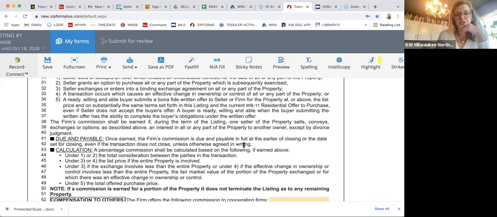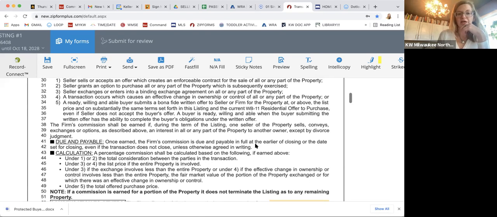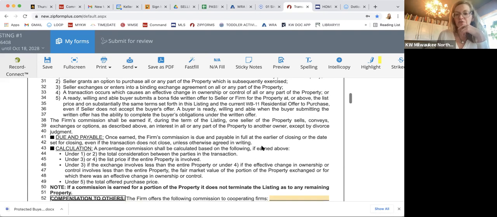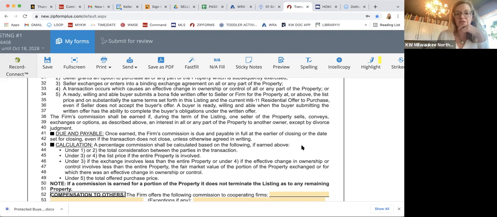which I liked this term, a mirror image of what the buyer is, a term I had heard recently. So a ready, willing, and able buyer submits a bona fide written offer to seller or firm for the property at or above the list price and on substantially the same terms set forth in this listing and the current WB11, the current offer to purchase, even if seller does not accept the buyer's offer.